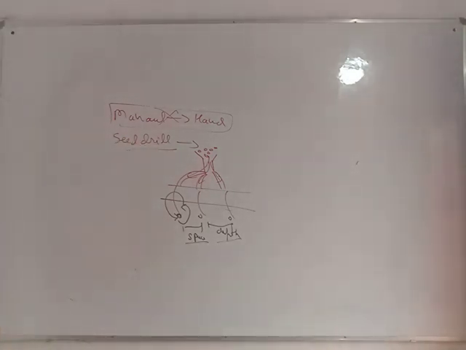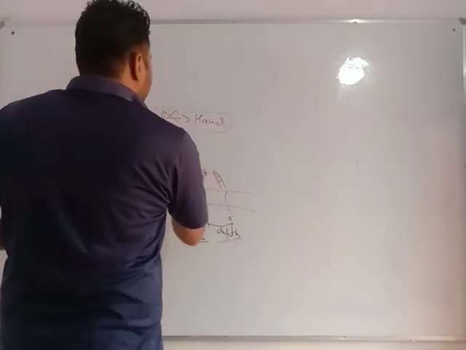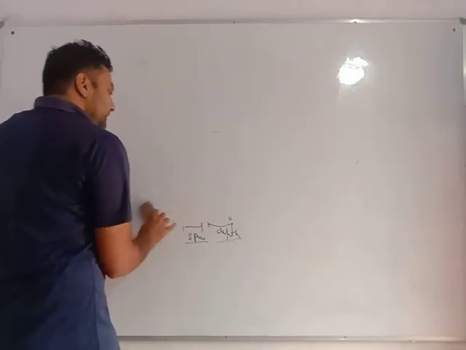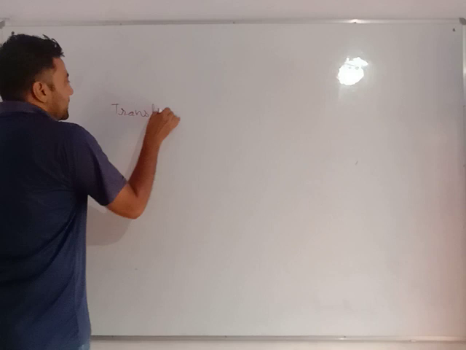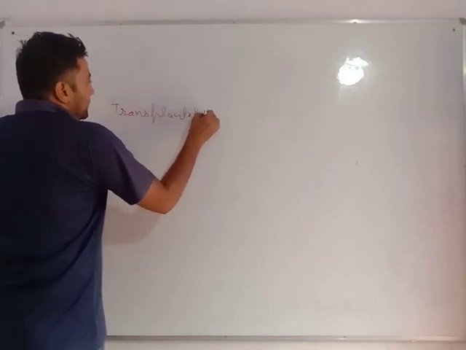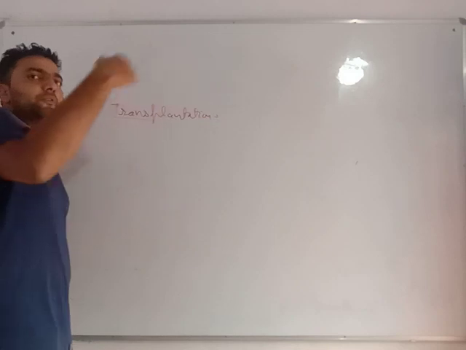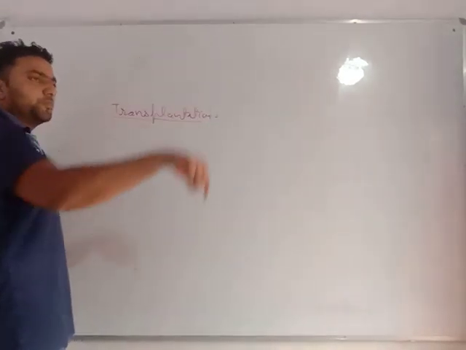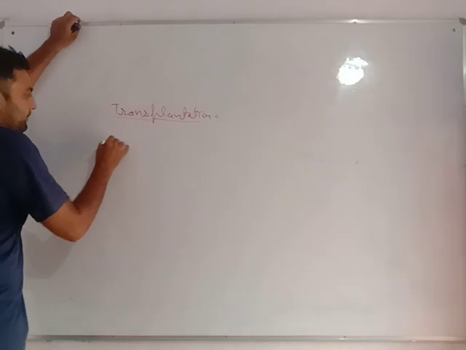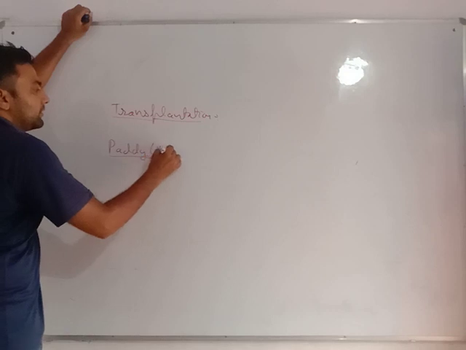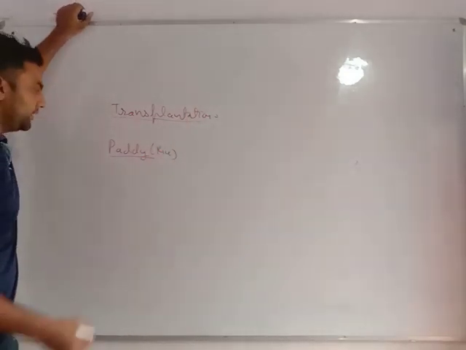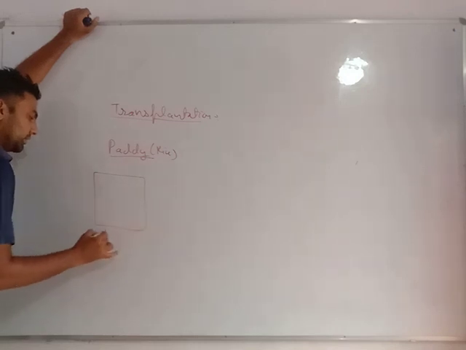Okay my dear students, after you have done the sowing process, in many plants you will observe that seeds are not being sown. Transplantation is being done. What is transplantation? Trans means to bring from somewhere else. Plantation means to put the plant. Very important. Plants such as paddy, rice. Rice is never directly sown into the field. First of all, it is sown into a nursery.